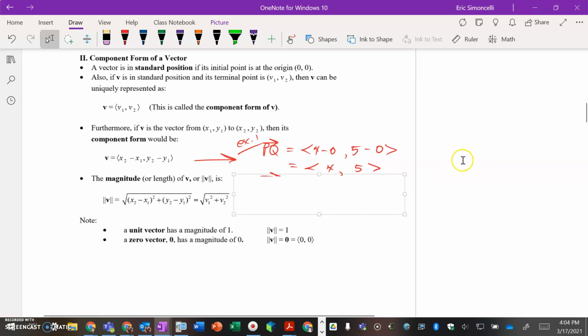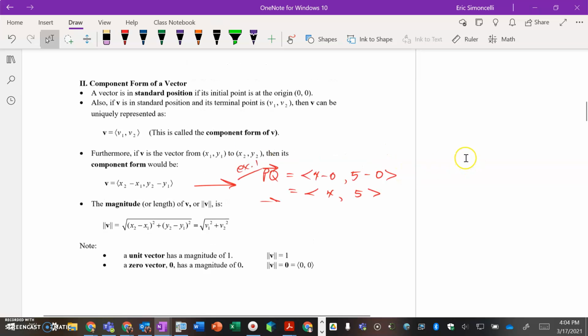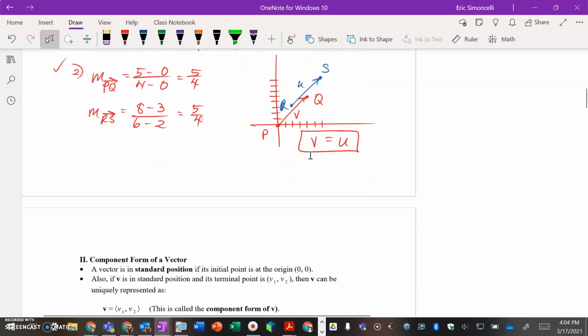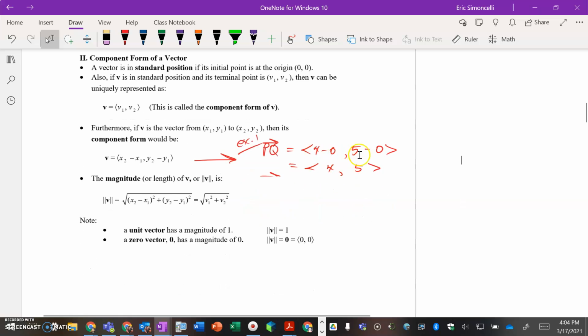So in the prior example, just to reflect a little bit, 4, 5 for vector PQ, this ordered pair, is a representation of PQ. Vector PQ can be written as such. So we need to keep that in mind as we're continuing. The same goes with vector RS. In other words, 6 minus 2, 8 minus 3, which should end up being the exact same component form.